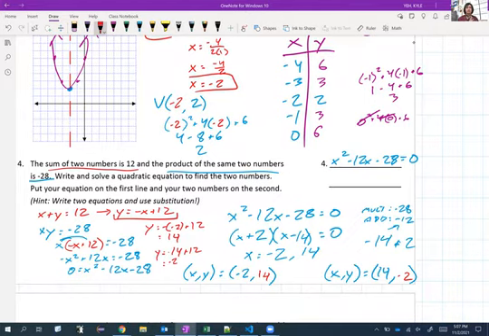This problem asked us to find two numbers that multiply to be negative 28, add to be 12, and whichever one we call x, whichever one we call y, it looks like those two numbers are 14 and negative 2. And you can do a quick mental math just to check that out. Absolutely works. So this is kind of how we can use quadratics factoring to solve word problems like this.